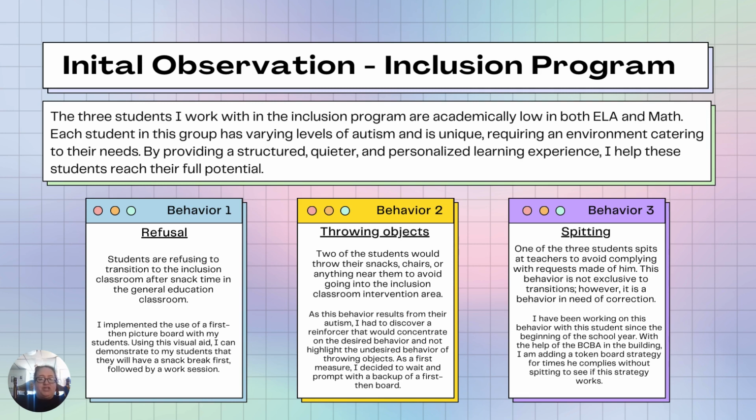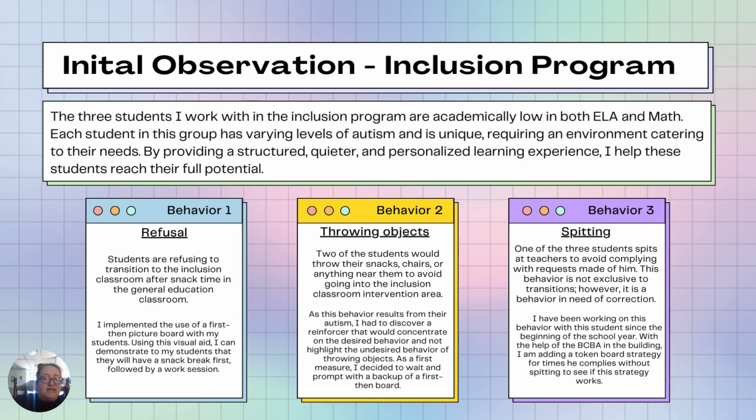My initial observation in the inclusion program, these are the students who have varying levels of autism. They require unique and structured work environment that is personalized to their learning experience so that I can help them reach their full potential.